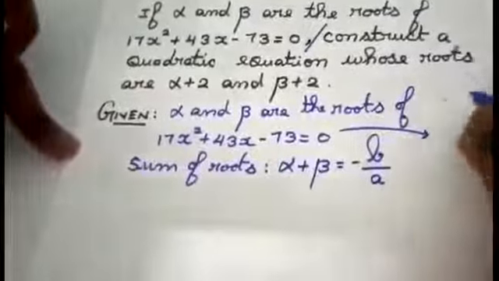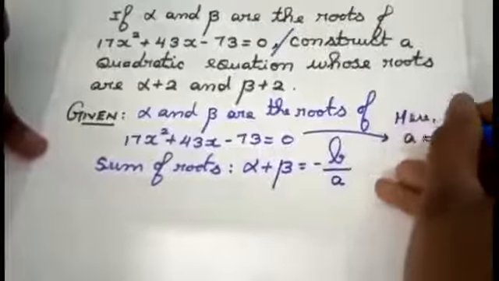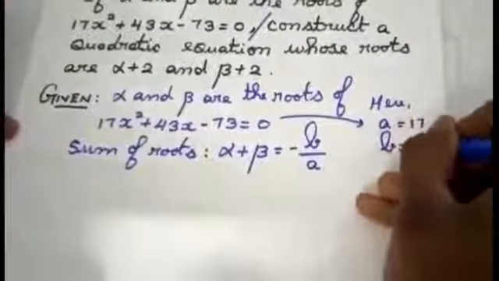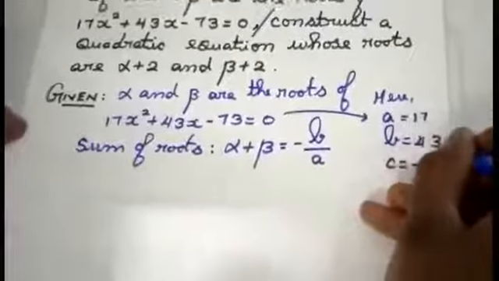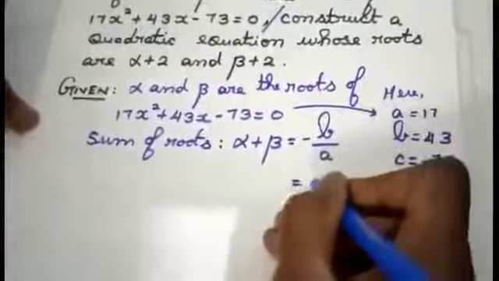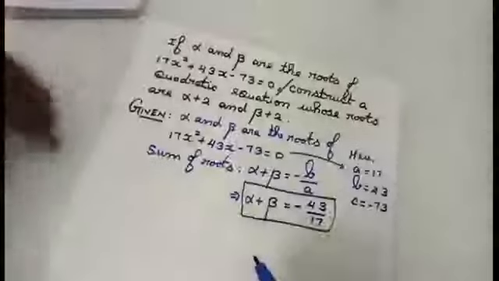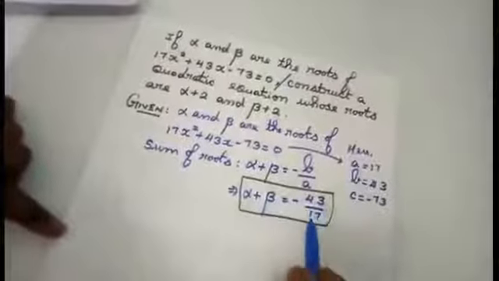Here, the value for a is 17, b is 43 and c is minus 73. Let me apply here minus b by a, that is minus 43 by 17. Alpha plus beta equal to minus 43 by 17.